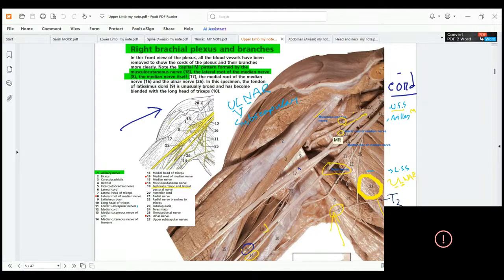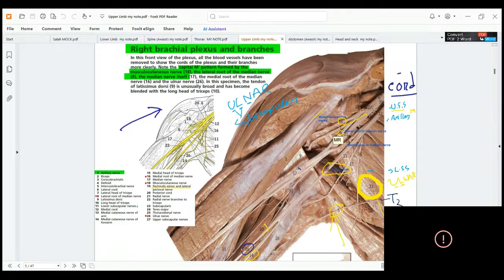Axillary nerve. These are posterior cord branches. Number 6 is lateral cord. Number 20 is posterior cord, and 12 is medial cord.